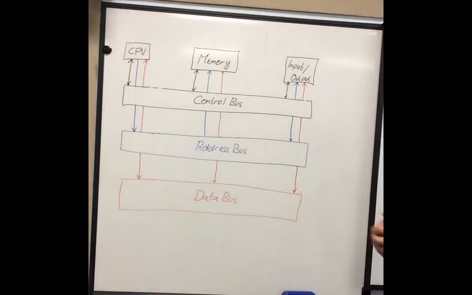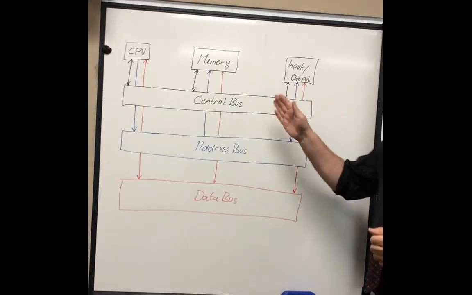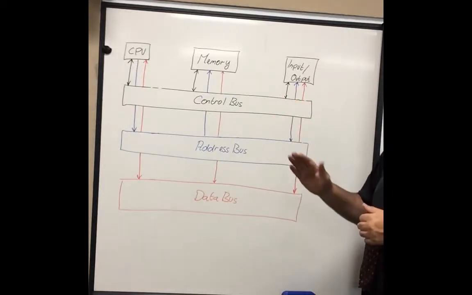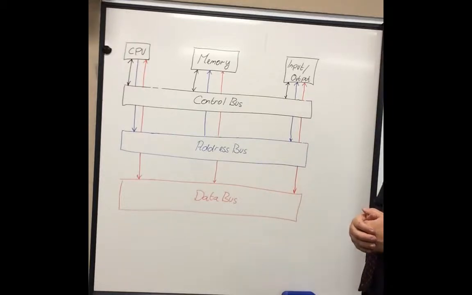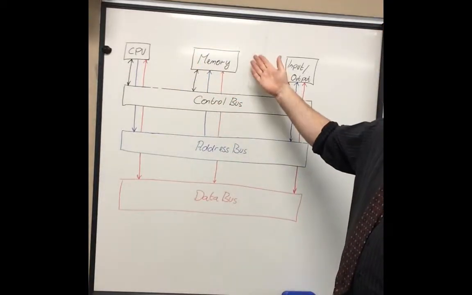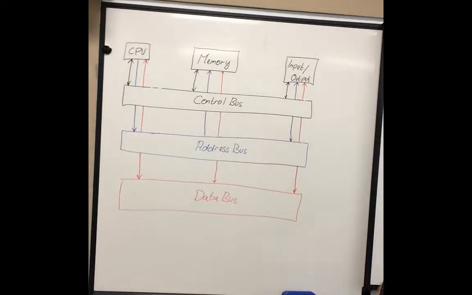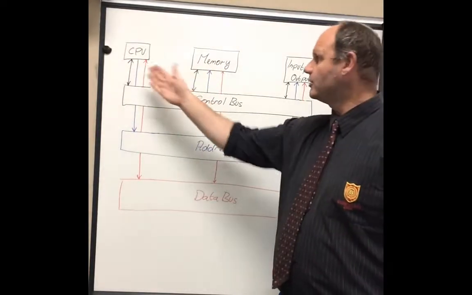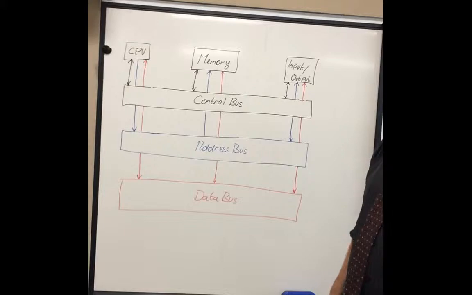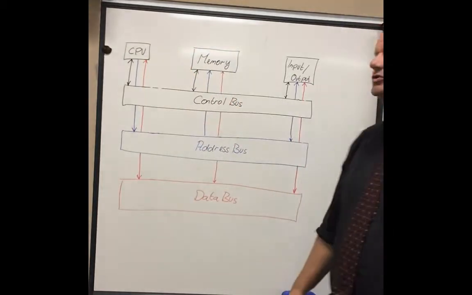On the whiteboard, we are going to look at three types of buses. That's the control bus, the address bus, and the data bus. At the top here we have the central processing unit, memory such as RAM, and input and output. That's basically all the components, or certainly the peripherals and the parts that need to talk to the CPU, are shown there. The arrows are indications about how these various parts are talking to each other.